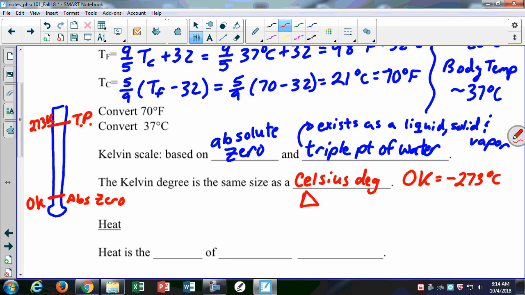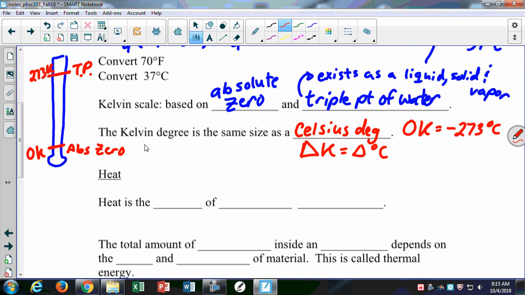A change in Kelvin is equal to a change in degrees Celsius. Also, as you might have picked up in your book, we don't call a Kelvin a degree; we just call it a Kelvin. So you don't say 1 degree Kelvin, you just say 1 Kelvin. And that's based on Lord Kelvin, a physicist. I don't know what his first name was.